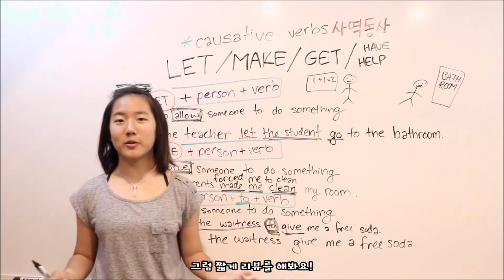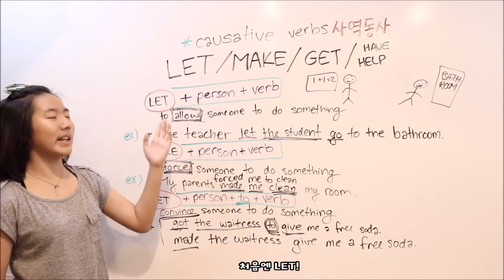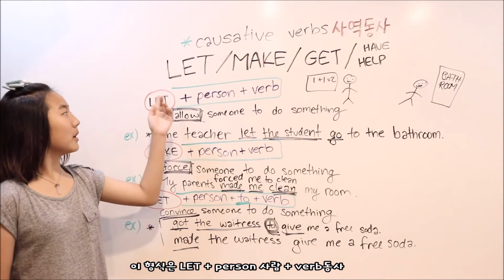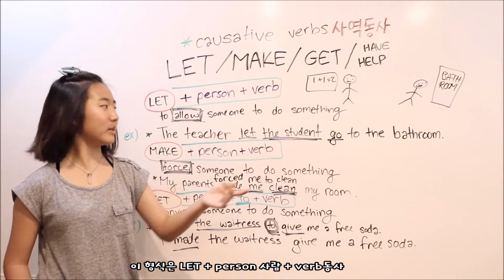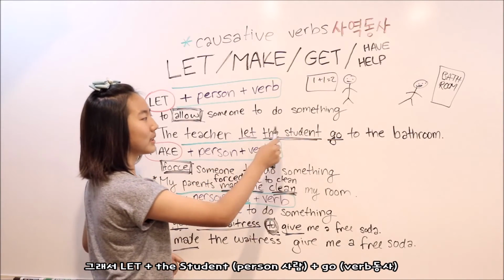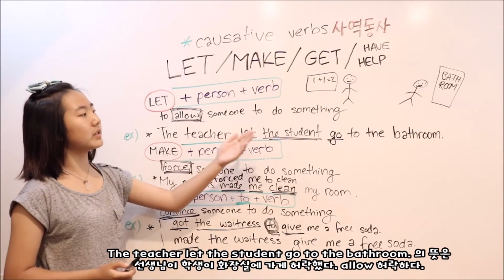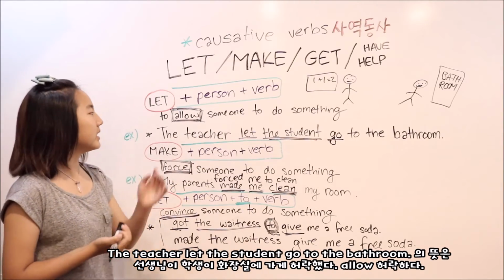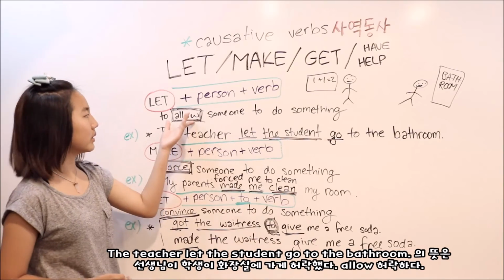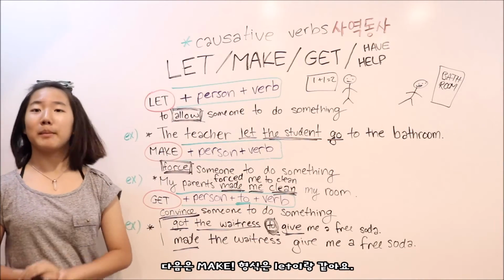So let's have a small review. First is let, and this format is let plus person plus verb. So let plus the student plus go. And the teacher let the student go to the bathroom, meaning the teacher allowed the student. So, allowed.